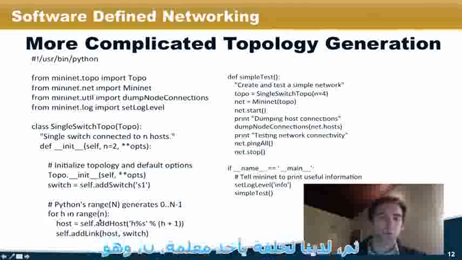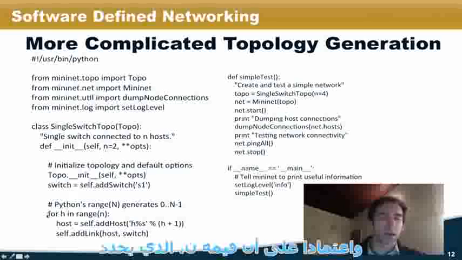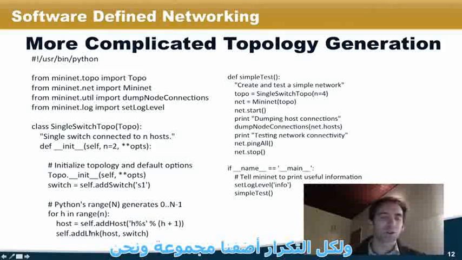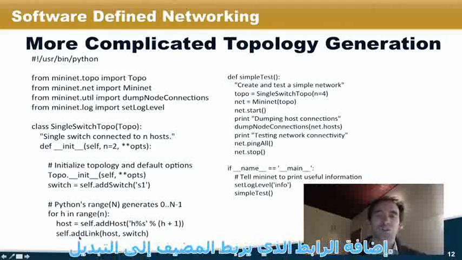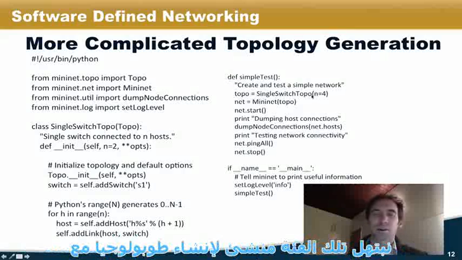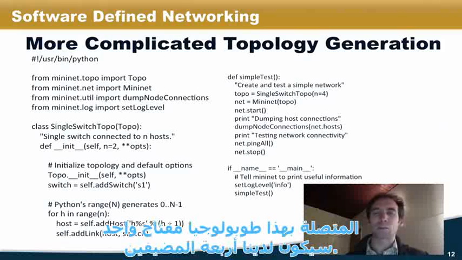Then we have a for loop that takes a parameter, n, which is passed in with the constructor, and has a default value of 2. And depending on that value of n, that determines how many times we iterate through this for loop. And for each iteration, we add a host, and we add a link that connects the host to the switch. The Python file then also has a method called simpleTest, where we invoke that class constructor to create the topology with an argument n equals 4, meaning that we will have 4 hosts connected to that single switch topology.